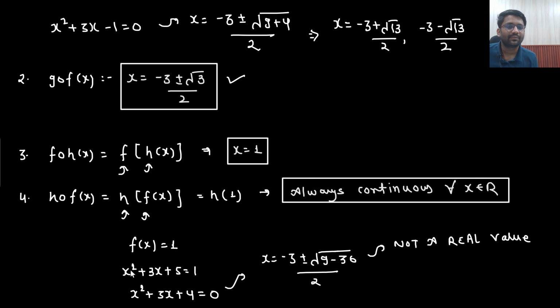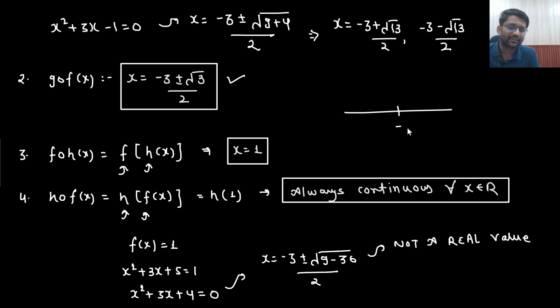Can we draw the graph? You can draw the graph of x square plus 3x plus 5. You will get to know that you can never get the value 1. You can do it on your own. Although it is not required here, if you draw the graph of x square plus 3x plus 5, what will be the differentiation?